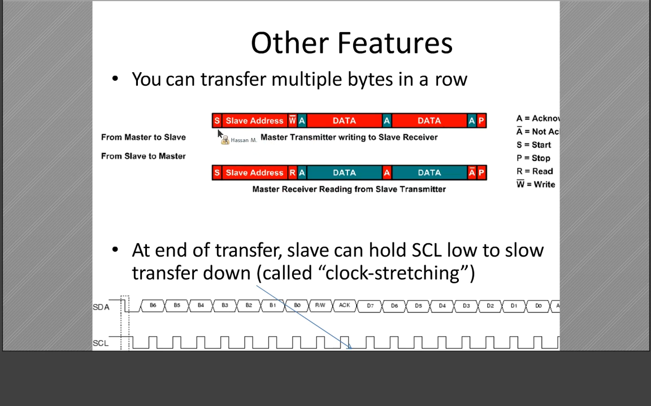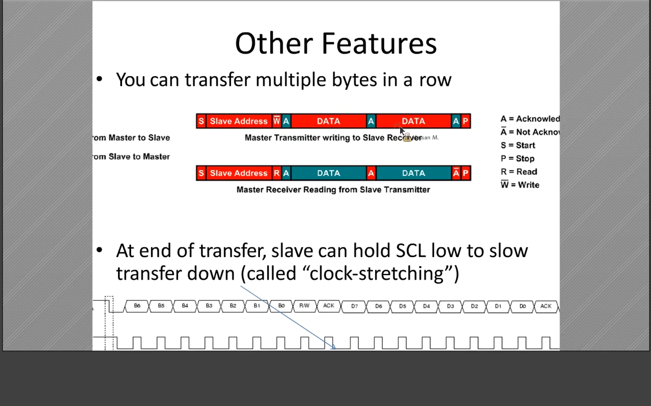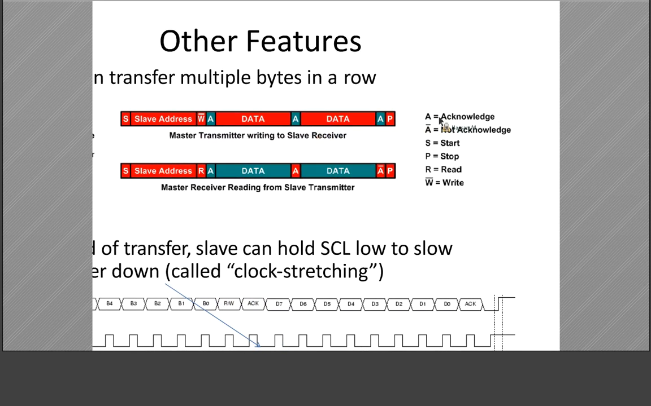It's a very good notation. Okay, here first of all, S means a start from master, red color. Here you see A acknowledge, A bar not acknowledge, S start, P stop, R read, W bar write.